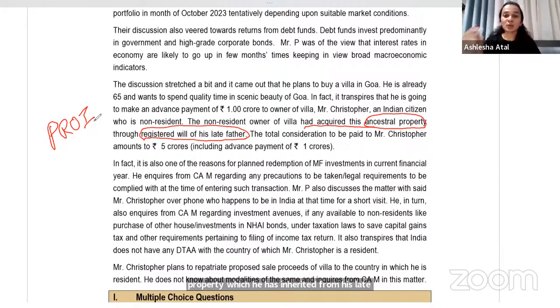So in this situation, the question is asking us about the validity of the transaction. First, you will have to write down the provision of FEMA which you are using, that is Section 6, wherein a person resident outside India can transfer immovable property which he has acquired by way of inheritance from his father. So this transaction is valid because Mr. Christopher has acquired the property as an ancestral property by way of will from his late father. So the transaction which has happened is a valid transaction. So that's it. It was a very simple question.